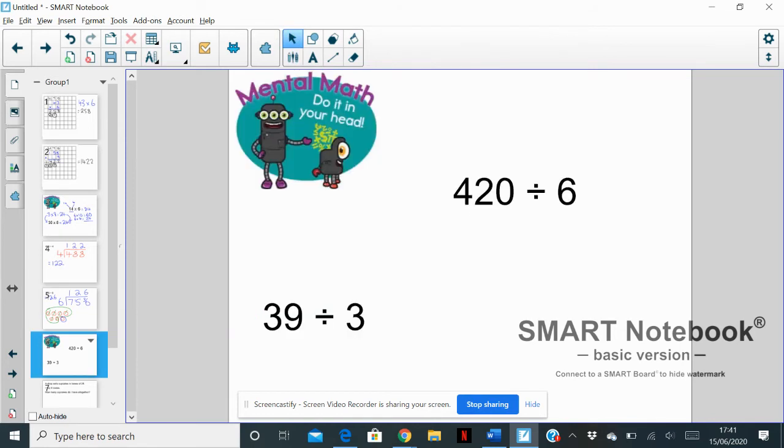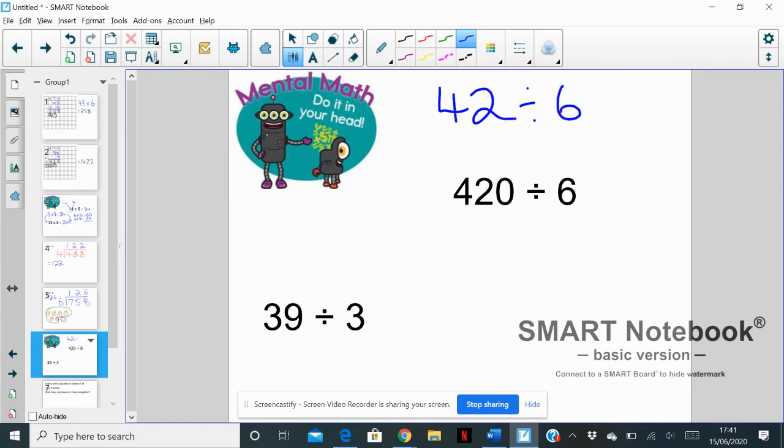Now there are some division calculations you might be able to do in your head. So for example, here we have 420 divided by 6. I can use an if I know fact. If I know that 42 divided by 6 gives me 7, then I know that 420 divided by 6 will be equal to 70. Because the whole number I started with was 10 times as big, which means that my answer will also be 10 times as big.